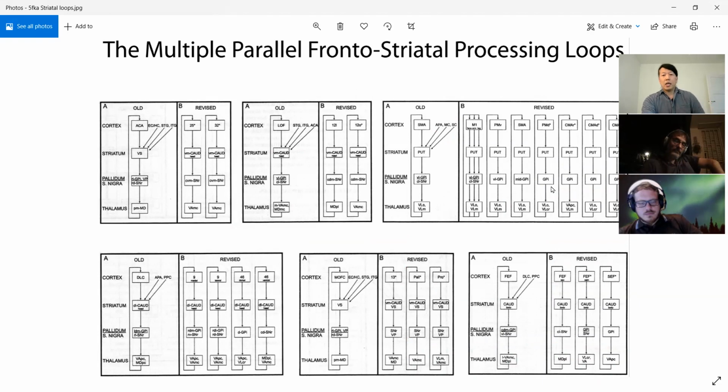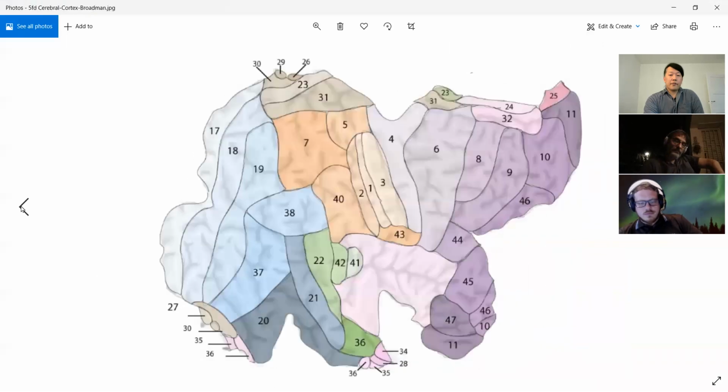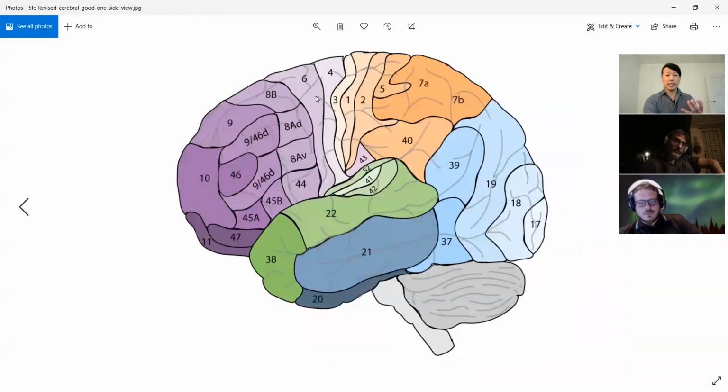In an earlier diagram, you saw these different patches of a patchwork quilt. Now the frontal lobes, the frontal lobes are this part here. That's all the frontal lobes in the front part of your brain. Your entire frontal lobes are basically, each patch of the patchwork quilt forms what's called a closed loop with the striatum. It also forms a closed loop with the cerebellum.